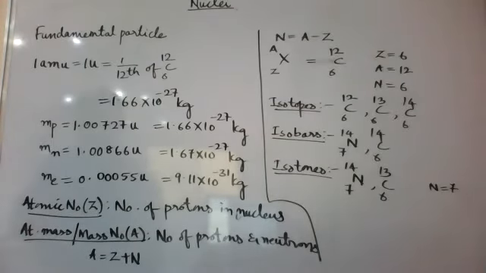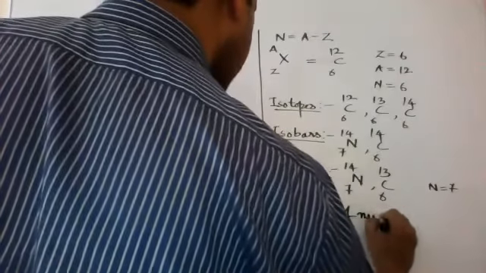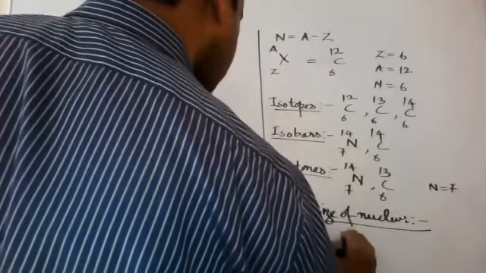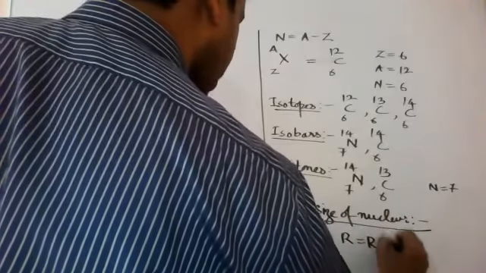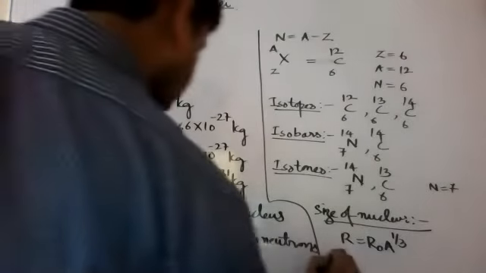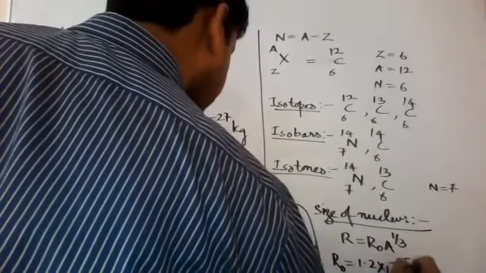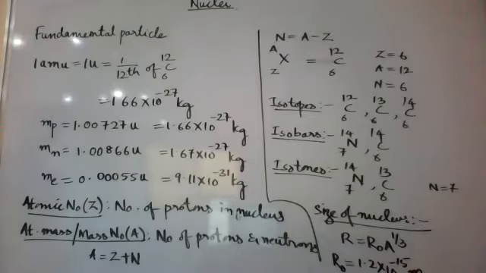Next one is the size of the nucleus. How to find out the size of the nucleus? They have given the formula. The size of the nucleus is given by R equal to R naught into A to the power of 1/3. What is R naught? R naught is the radius constant of the nucleus, which is 1.2 into 10 to the power of minus 15 meters.